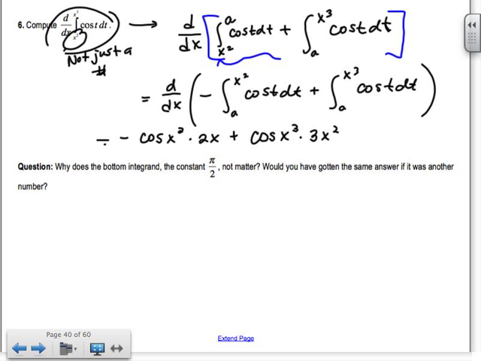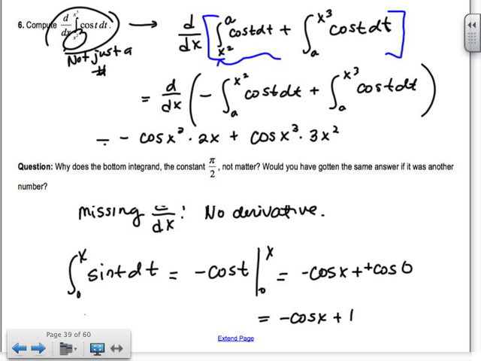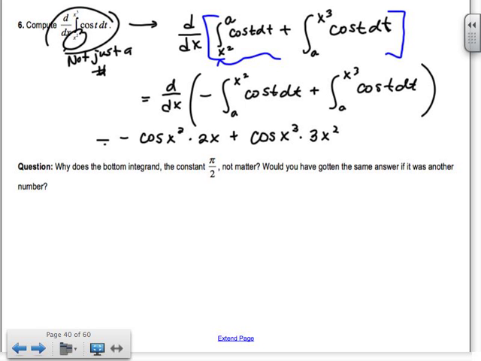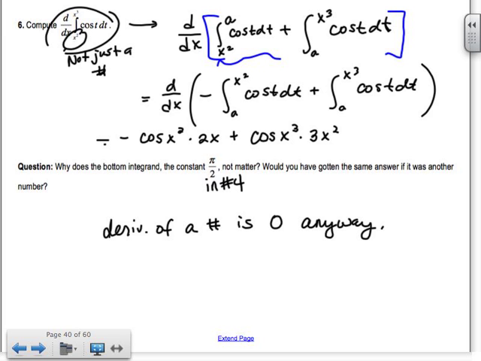So the question, why does the bottom integrand, the constant pi over 2, not matter? I don't know why I have that here, but that's from number 4. So why does it not matter what that bottom number is? Yeah, because when you take the derivative of it, it goes to 0 anyway. Derivative of a number is 0 anyway.